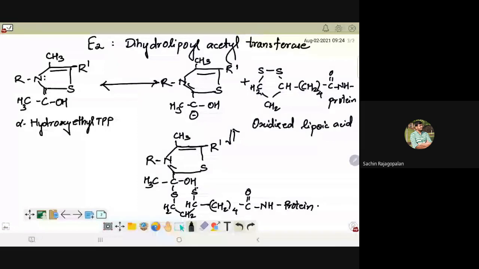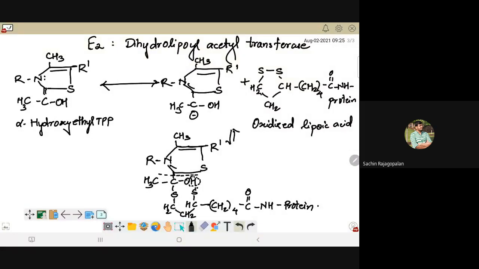Now, why have we formed this complex of hydroxyethyl TPP and lipoic acid? Because now I want to set TPP free. To set TPP free, I have to break it at this point. While breaking at this point, the hydrogen that we had attached at the beginning of the formation of hydroxyethyl TPP has to be released.